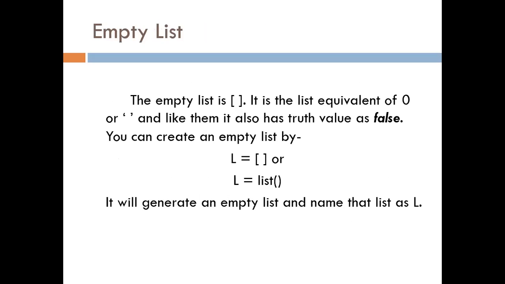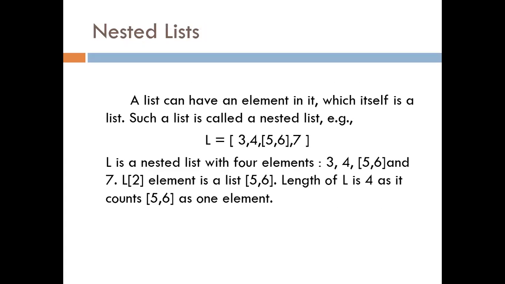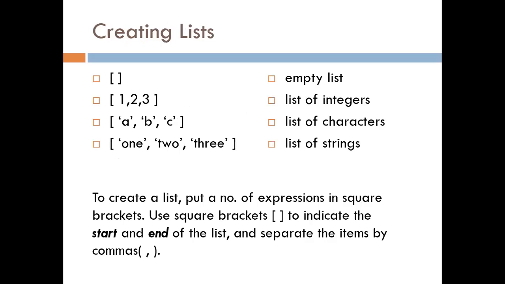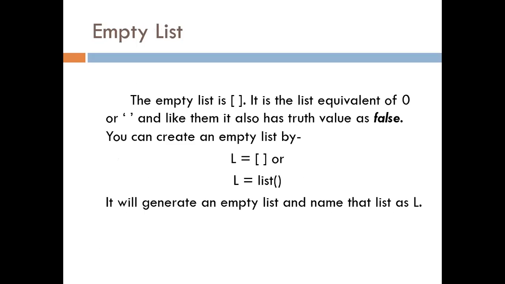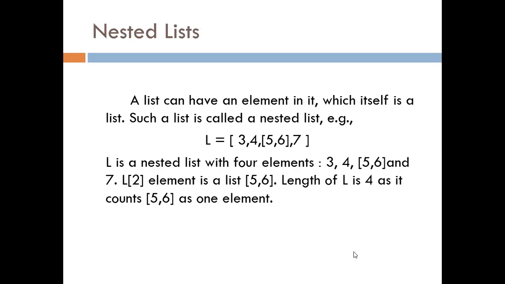Long list. A long list contains many elements, and these kinds of lists can also be split over various lines. Always remember, the opening square bracket and closing square bracket mark the beginning and end of a list.